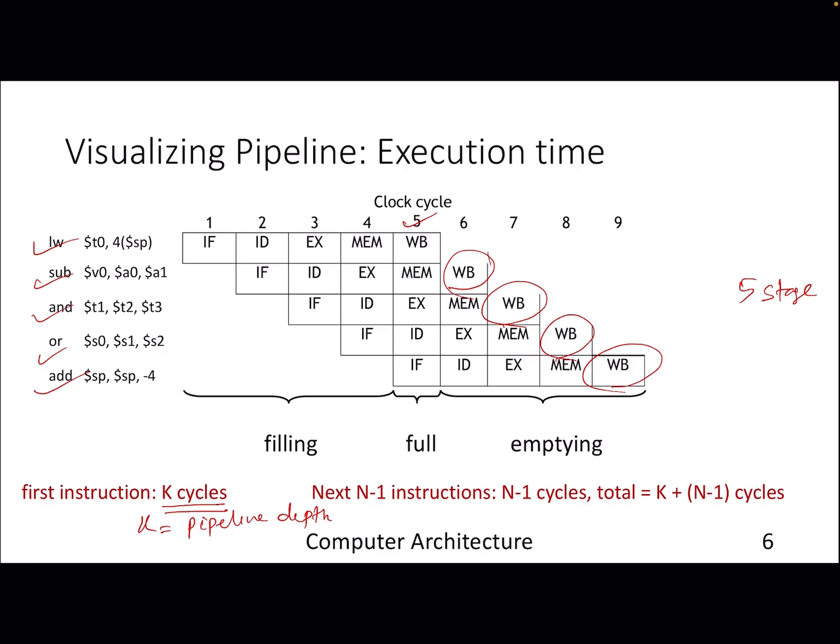So which means the total execution time is, for the first instruction, the pipeline depth, in this case 5. And for the rest of the instructions, n minus 1 is 4, each will take just 1 cycle. So in total, it's taking 9 cycles.